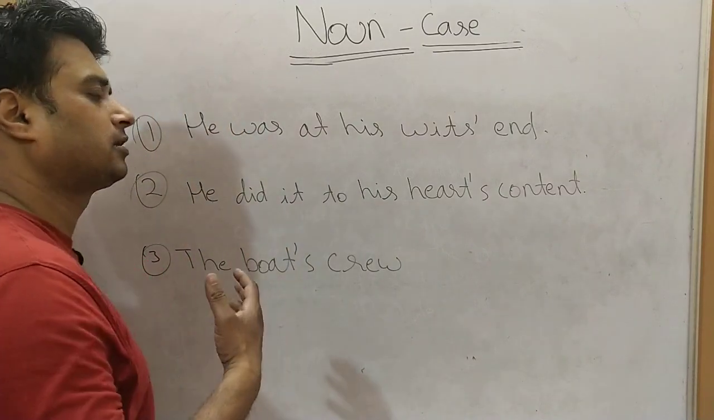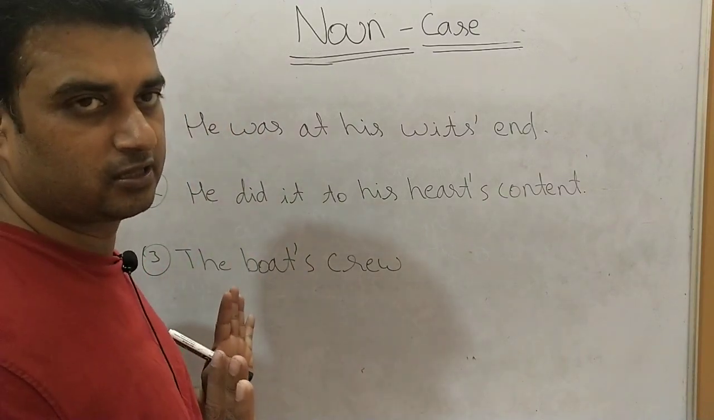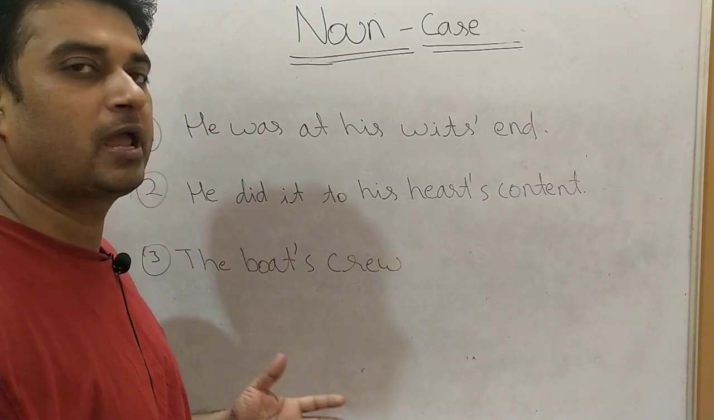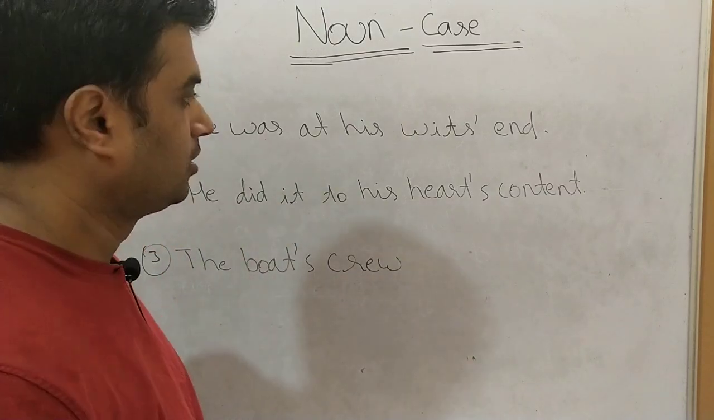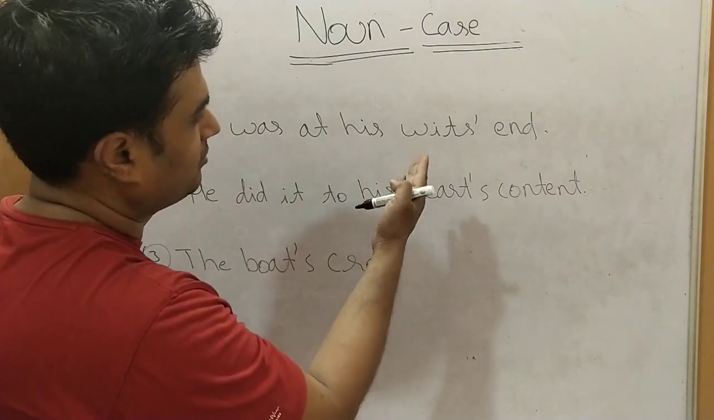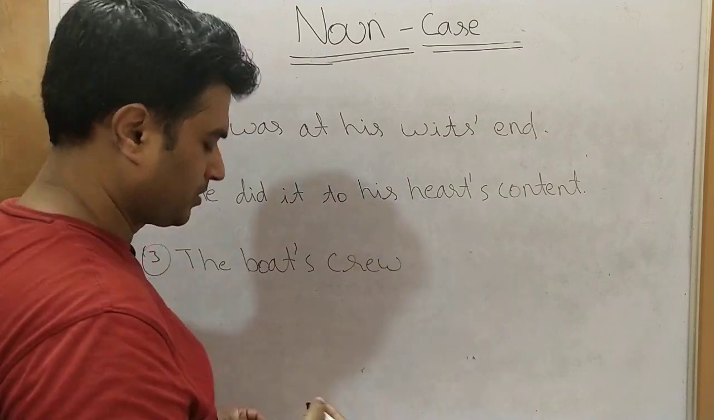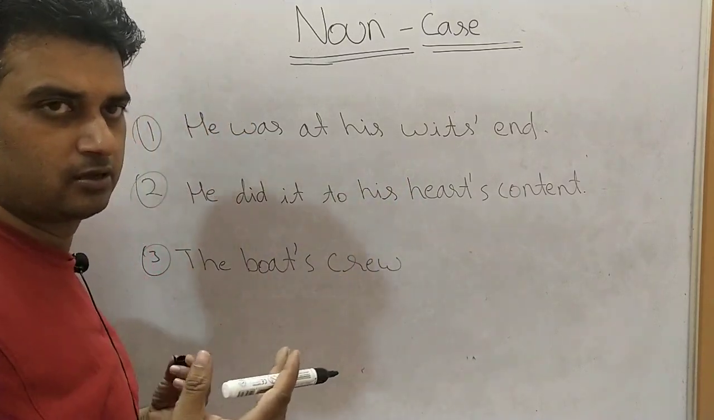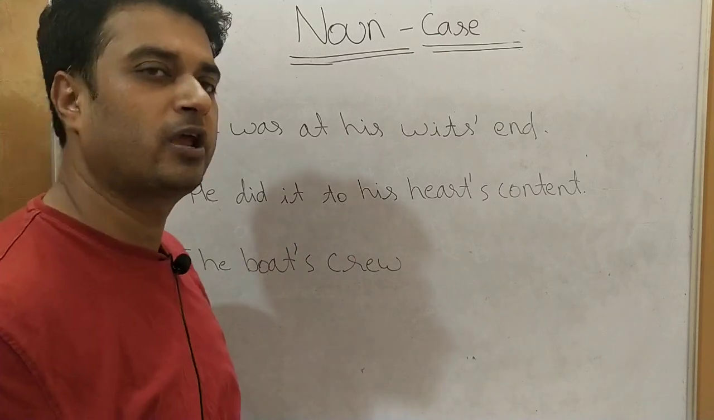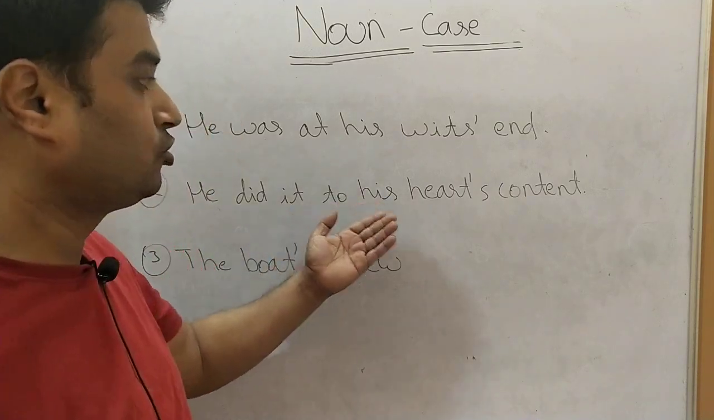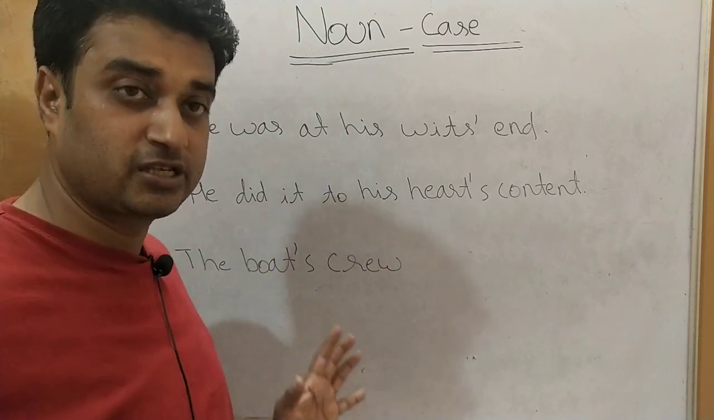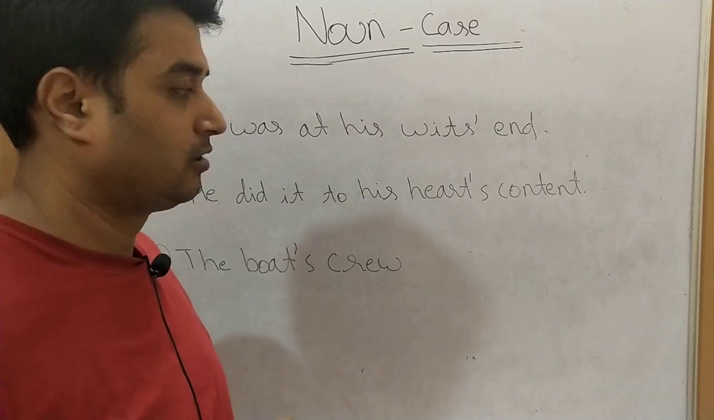Matlab usne ye tab tak kiya jab tak ki bilkul satisfied nahi tha. Content means, if I say that I am content with it, it means I am happy with it. I am satisfied with it. He was at his wit's end. Matlab wo kuch samajh nahi pa raha tha. Theek hai? He did it to his heart's content. For example, if I say that you can eat to your heart's content, it means you can eat as much as you want till you are satisfied, till you are full.